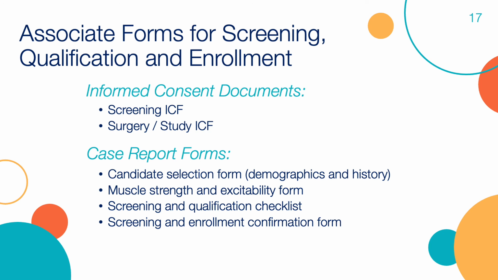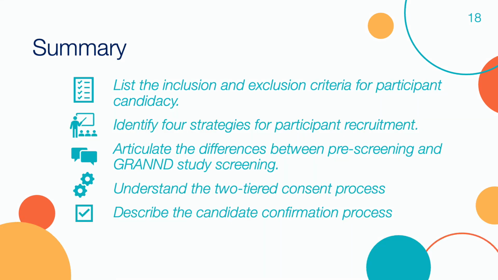Forms associated with the content included in this learning module include the informed consent documents as well as the case report forms listed here, and will be provided by the sponsor. In conclusion, we hope that you have a good understanding of the inclusion and exclusion criteria for the GRAND pivotal trial, as well as strategies for recruiting participants, the differences between pre-screening and screening, the two-tiered consent process, and the candidate confirmation process.